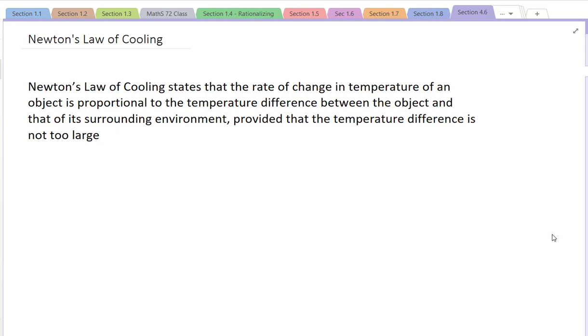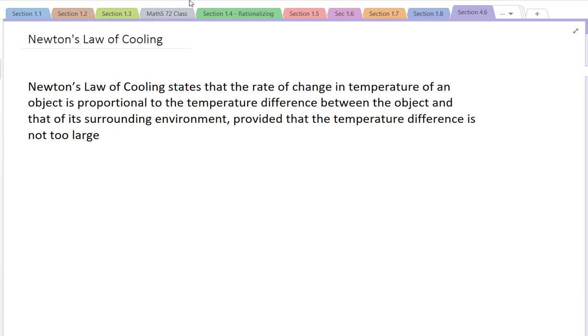Hey there, in this video we're going to talk about Newton's law of cooling. Newton's law of cooling states that the rate of change in temperature of an object is proportional to the temperature difference between the object and that of its surrounding environment, provided that the temperature difference is not too large.